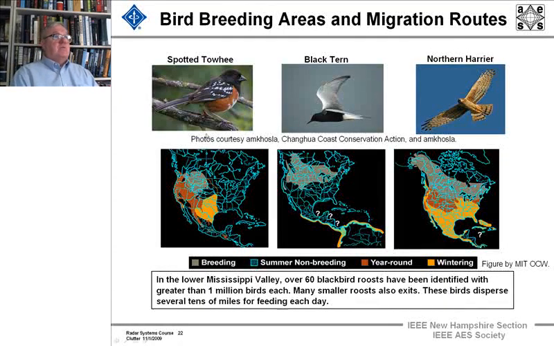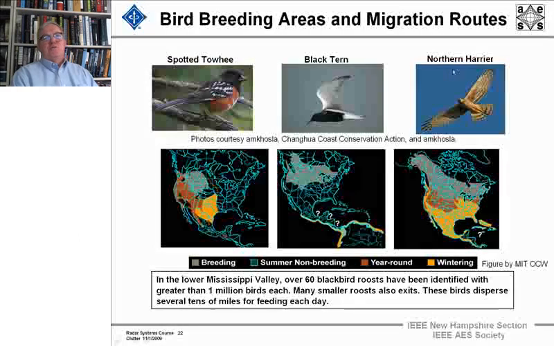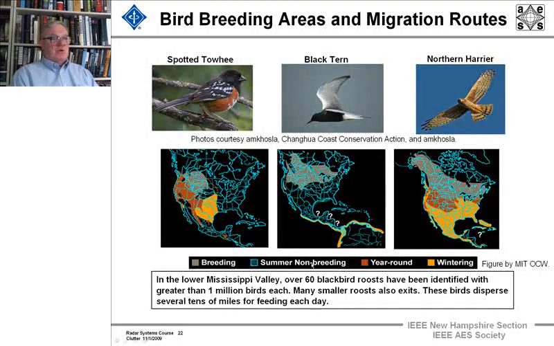And here's another set with the spotted towhee, the black tern, and the northern harrier. And this shows their wintering year-round, summer non-breeding, and breeding areas, which go all over. The black tern is up in northern United States and southern Canada, but that migrates down and winters in South America shores and the shores along the southern part of Central America. And you can see there's a huge amount of migration.